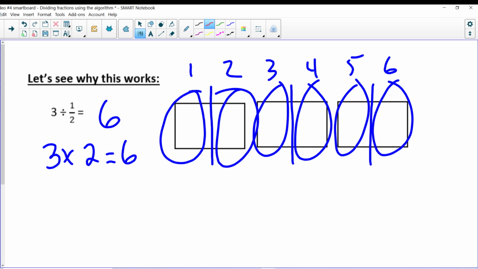Just to give you a little hint, remember to make a whole number a fraction, you put the 1 in the denominator: 1/2 and 2 over 1. Notice those are, what's the vocabulary word? Reciprocals. Right.